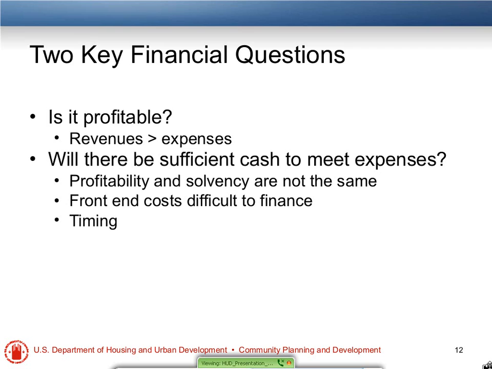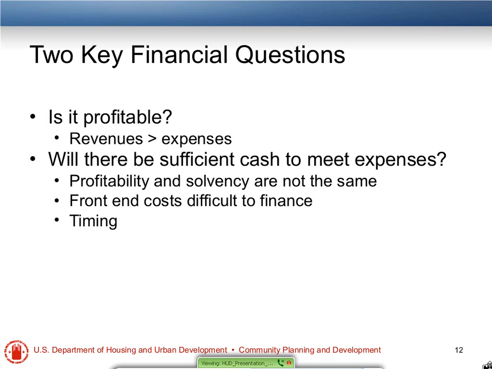We also know that some of that front-end cost is more difficult to finance. Those things are pre-development costs, maybe some of our design work, maybe even acquisition of the land, doing our plans, getting our permits. Some of those things are more difficult to finance, and we need to make sure that we have funds available to fund those costs.